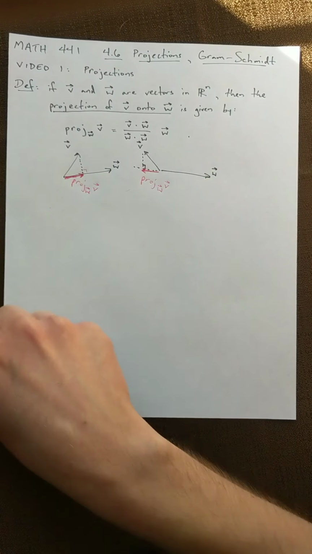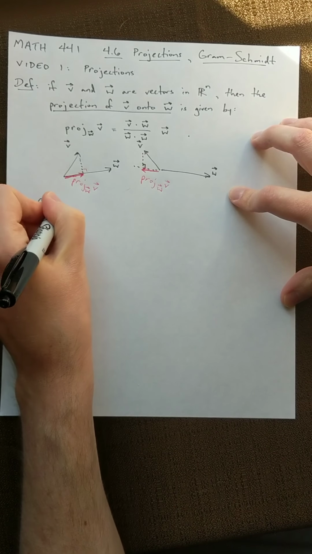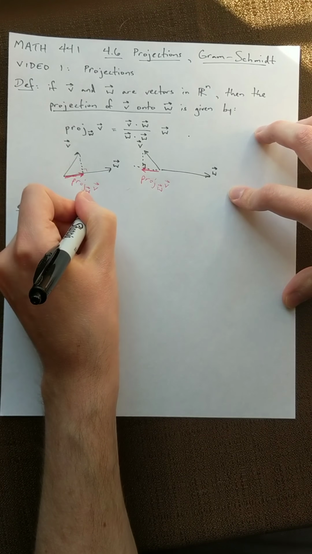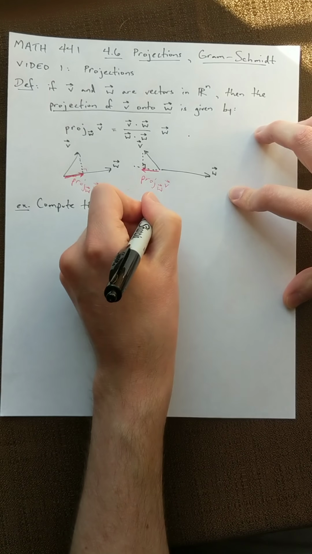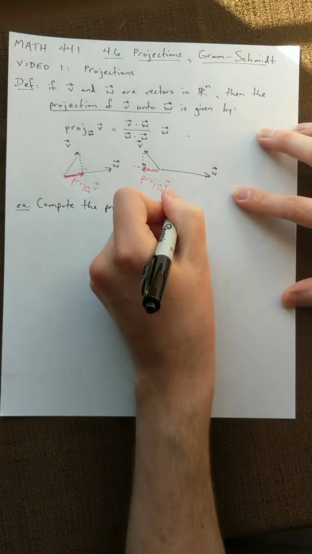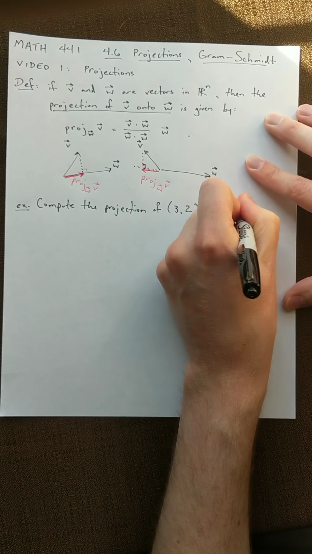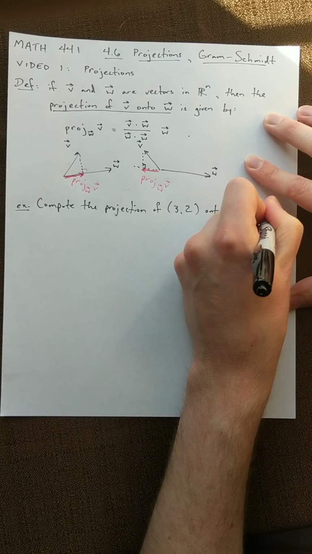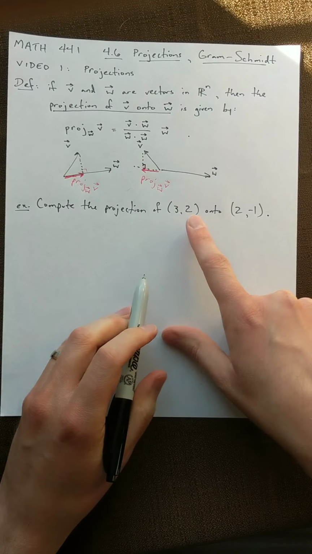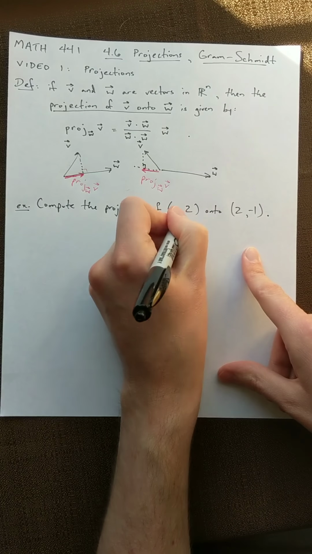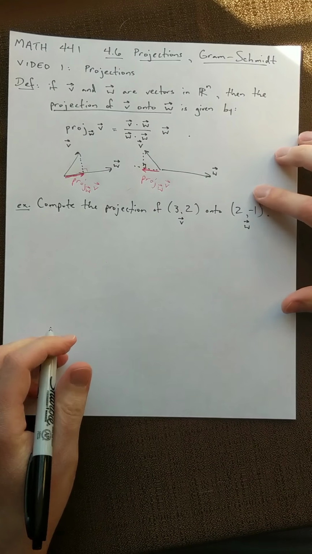Okay, so as an example, I want to try and compute the projection of (3, 2) onto (2, -1). And then I'll try and draw a picture as well. Okay, so just quickly identifying, this is projected onto this one, so this is playing the role of v and this is playing the role of w in our notation up above.